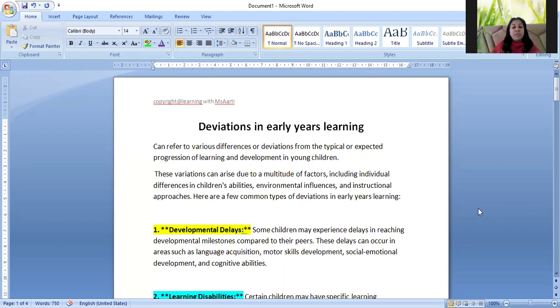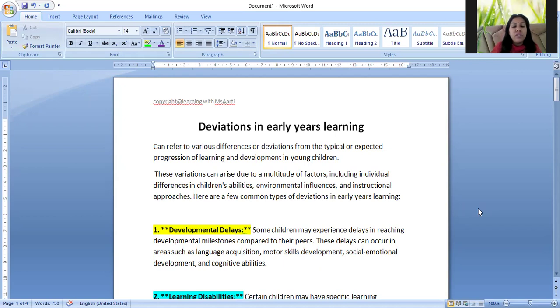So this is actually referred to various differences or deviations from the typical or expected progression of learning and development in young children. We are the teachers who are dealing with young children, and we have to have an open window when we are teaching them or when we are helping them in learning.